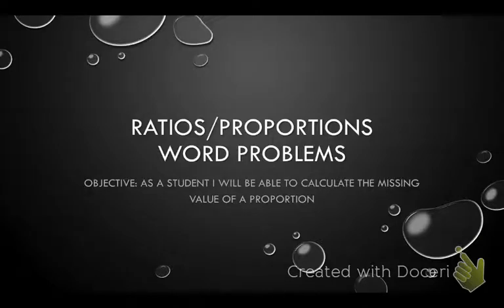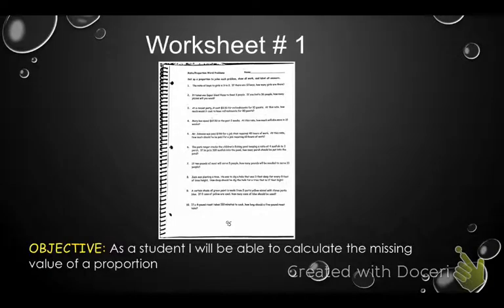Your objective for this particular video is you should be able to calculate the missing value of a proportion. Same as the last video, but these ones are in a different form. You do need worksheet number 1 because I'm going to give you some free answers. So you want to go grab that right now, and then we're going to go over the first 4. So we're going to go ahead and get started.